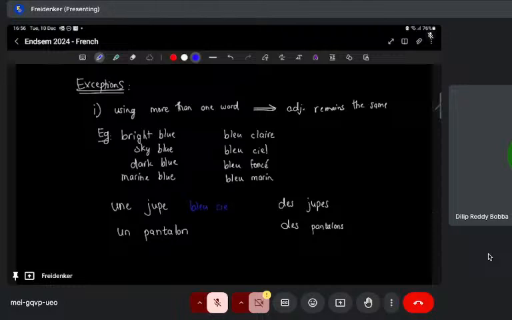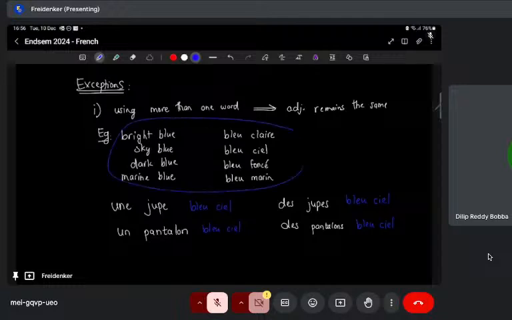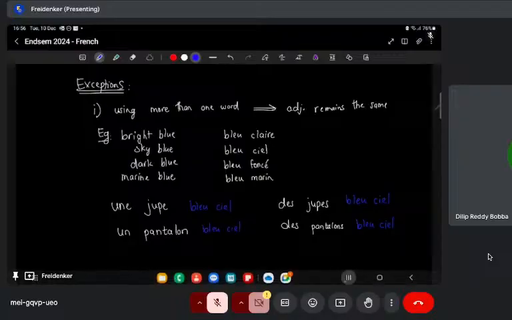So if I'm using sky blue, irrespective of the gender and number, I can directly write sky blue, sky blue, sky blue. Spelling won't change. No extra S, no extra E, irrespective of the subject. So I have feminine singular, masculine singular, feminine plural, masculine plural, but nothing doing. It's the same thing. This is the first exception. So if you're using more than one word, for example, dark blue, sky blue, green blue, lemon yellow, golden yellow, whatever it is, it will not change. So that is the first exception.